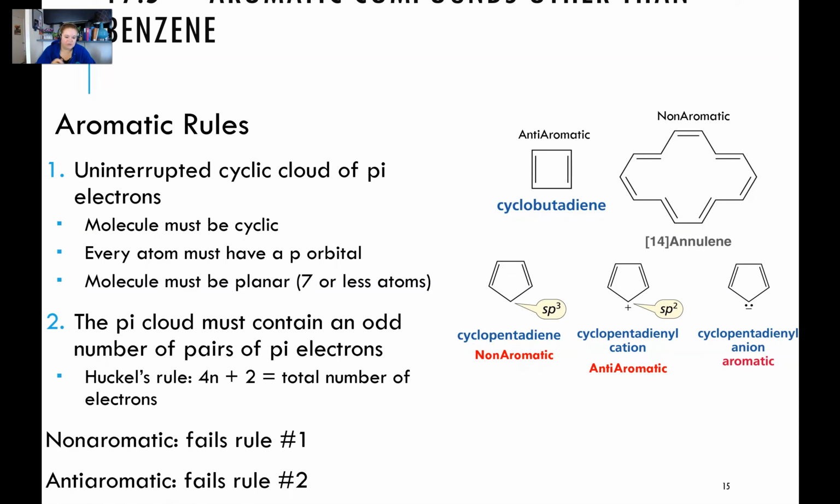So there's 2 rules. Rule number 1 says that we need to have an uninterrupted cyclic cloud of pi electrons. This is really just an expansion of what we talked about a couple slides ago. So let's talk about what that rule means though, an uninterrupted cyclic cloud of pi electrons. That means it has to be a ring.